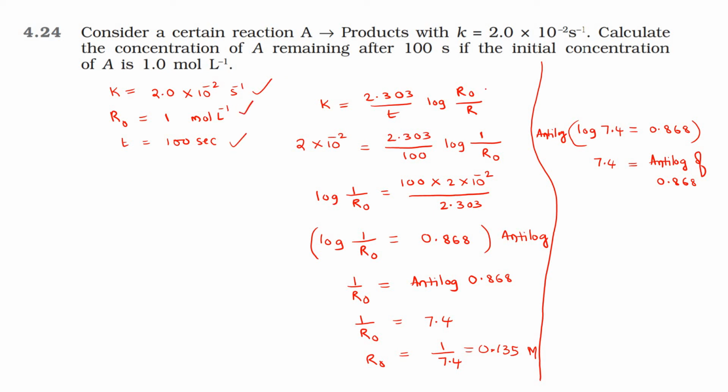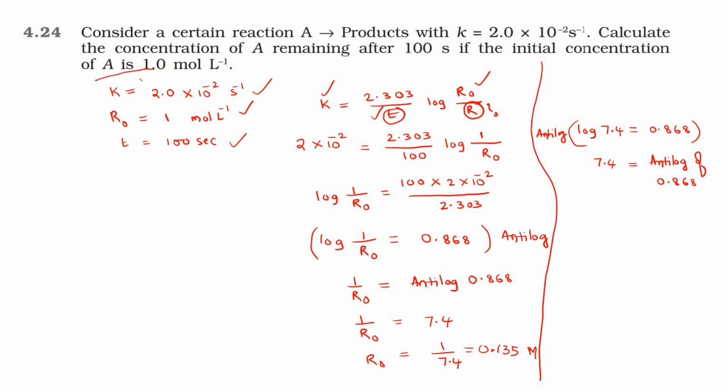So what they are asking here? Concentration of reactant at this time. At this time, what is the reactant concentration they are asking? So substitute here. Same rate constant you substitute here, 2 into 10 to the power minus 2. Time you substitute, how much it is? 100 seconds. And initial concentration you take 1 mole per liter actually, right? Because here it is given 1 mole per liter, initial concentration given 1 mole per liter.